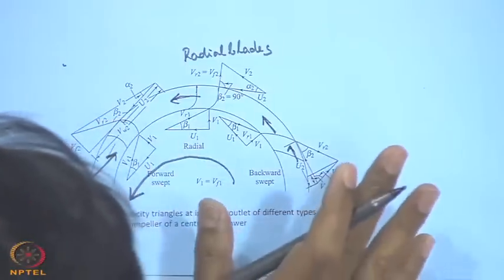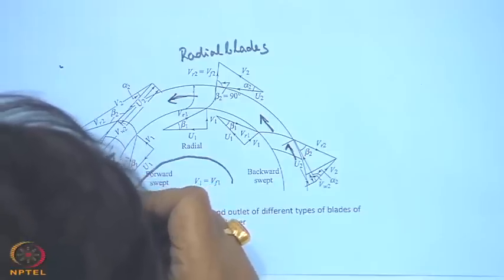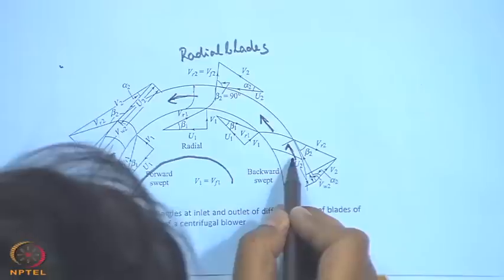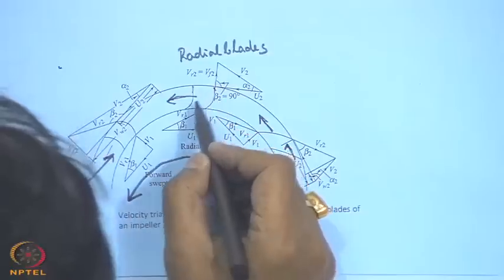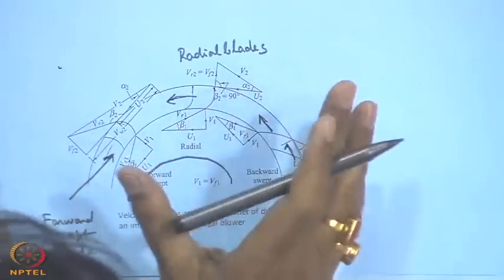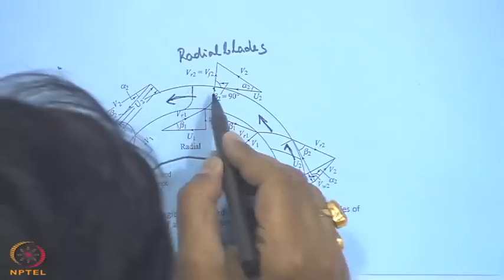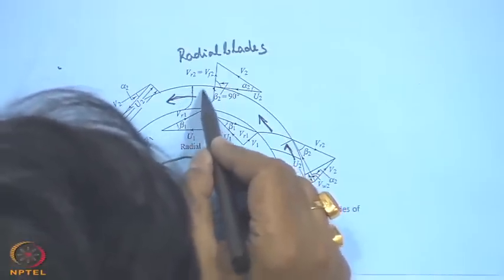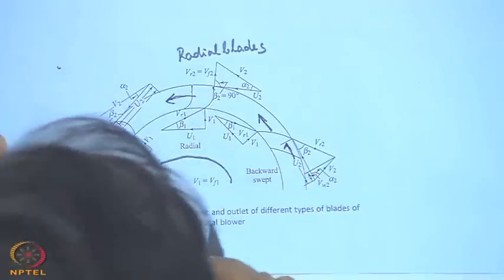Now before that, I tell you, the forward swept blades are used where relatively large flow rates and higher pressure rise are required as compared to backward swept blades. Whereas radial blades are preferred where the fluid, that is air, contains more impurities and dust. This is because they are less prone to blockage and work more efficiently with dust laden gas. Therefore, radial blades are preferred for that.